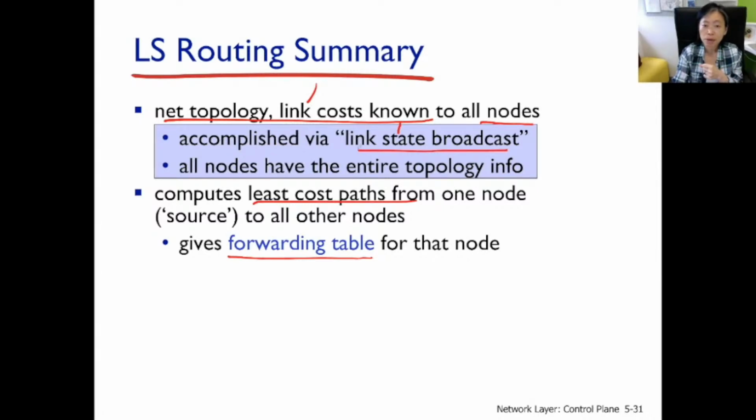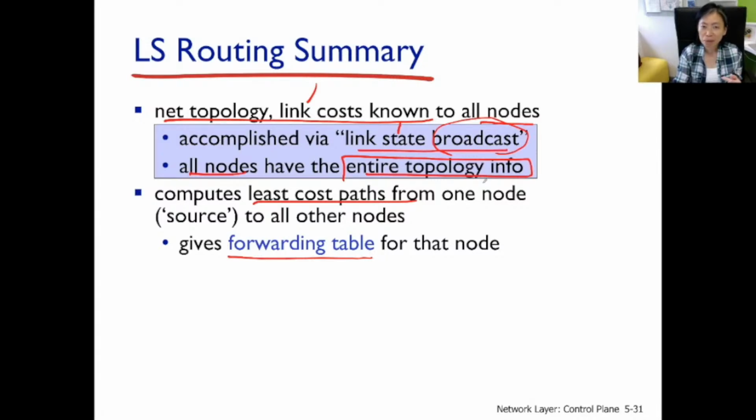This link state report is going to be broadcasted, meaning going out through the entire network, being received by all other nodes. So all nodes eventually will receive link state reports from every other node. And these link state reports from every other node, including the node's local information, are going to be used to restore the total network.